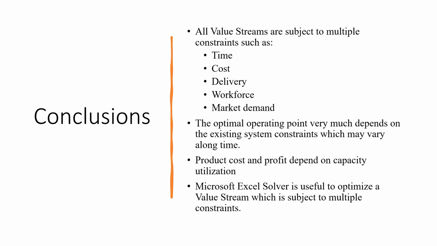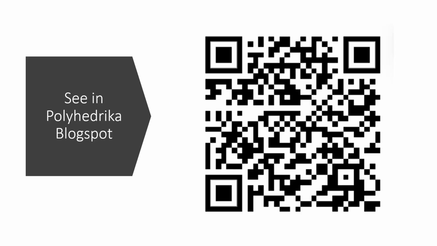These are some conclusions. All value streams are subject to multiple constraints such as time, cost, delivery, workforce, market demand. The optimal operating point very much depends on the existing system constraints which may vary a long time. Product cost and profit depend on capacity utilization. Microsoft Excel Solver is useful to optimize a value stream which is subject to multiple constraints. See in Polyhedrica blogspot.